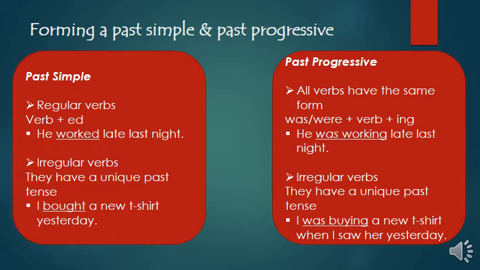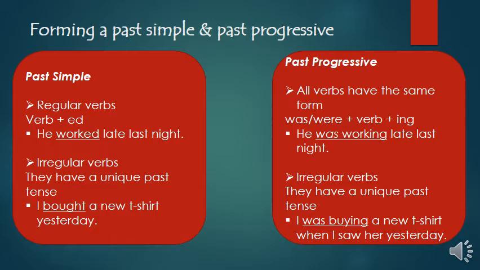The second kind of verbs is the irregular verbs. These verbs have a unique past tense. They are not changed into the past by adding ed. They have a unique way in order to be changed to the past. Example, I bought a new t-shirt yesterday. Bought is the past form of the verb buy. So here we didn't add ed. We changed the verb completely. So this is the way we change the verb buy into bought.